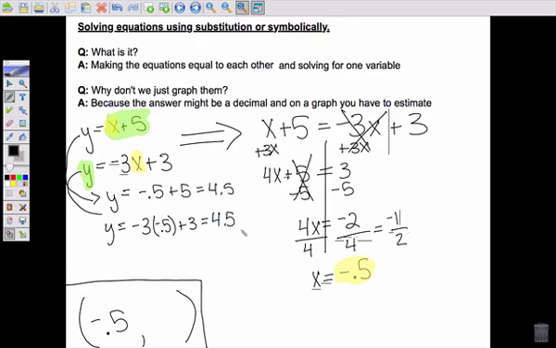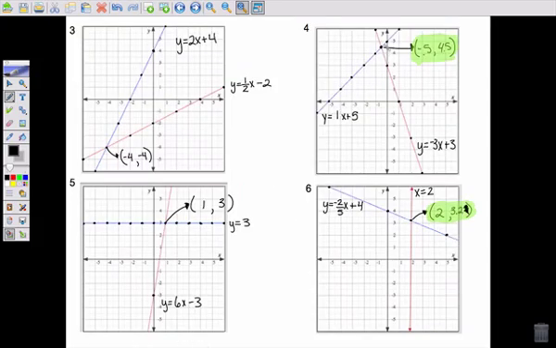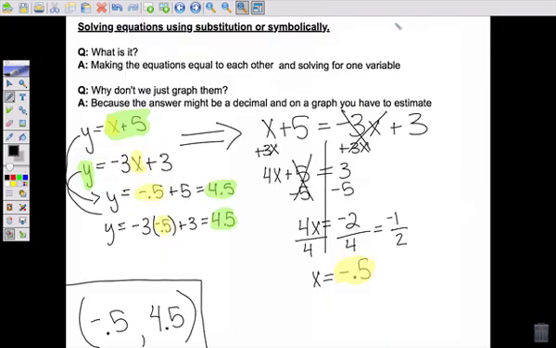4.5. This is where we talk about the solution to a system of equations, is when you have the same input. When we input negative 0.5 into both of these equations, we get the same output. So in this system, the two lines should meet at negative 0.5, positive 4.5. And if we look back on our graph, that's where they met. Okay? So that's the second type of equation that I want to talk about when talking about solving equations.